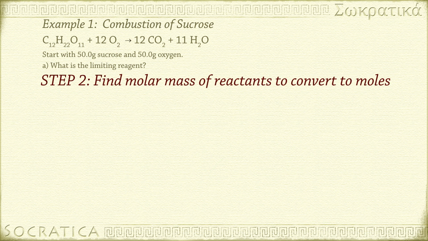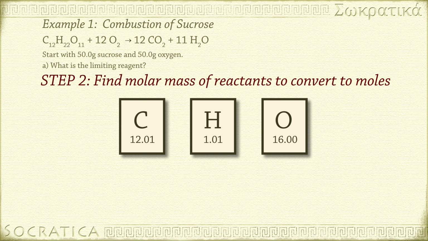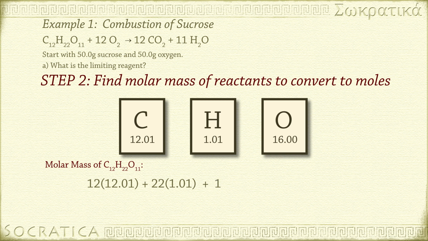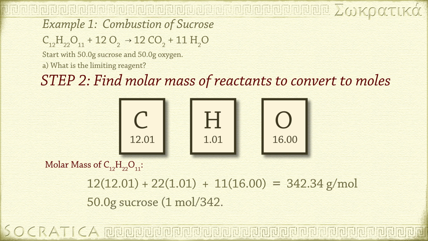Step 2. Find the molar mass of the reactants. We'll use this to convert everything from grams to moles. That will let us use the balanced chemical equation to make conversion factors. The molar mass of sucrose is 12 times 12.01 plus 22 times 1.01 plus 11 times 16.00 equals 342.34 grams per mole. So 50.0 grams of sucrose times 1 mole per 342.34 grams equals 0.146 moles of sucrose.